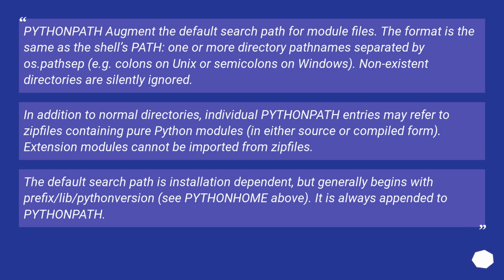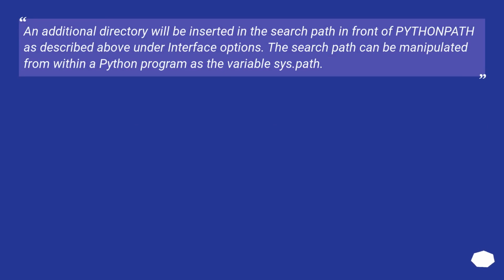The default search path is installation dependent, but generally begins with prefix/lib/python version, see Python home above. It is always appended to Python path. An additional directory will be inserted in the search path in front of Python path as described above under interface options. The search path can be manipulated from within a Python program as the variable sys.path.